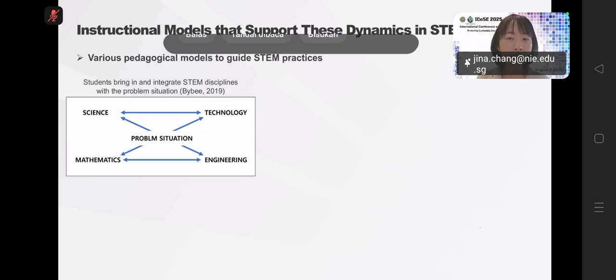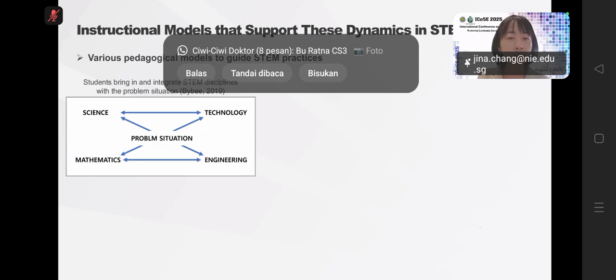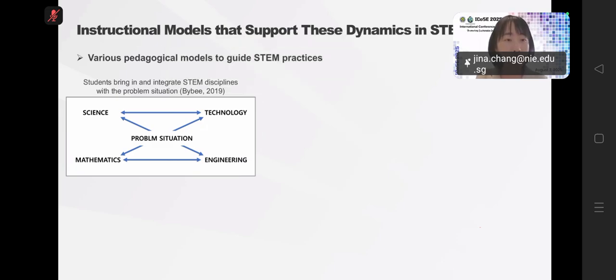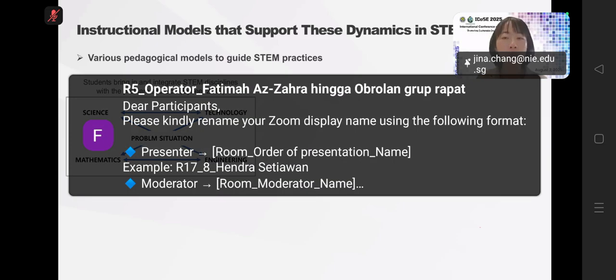Let us see these three representative models. The first model emphasized how students actively draw on and integrate the four different disciplines, such as science, technology, engineering, and mathematics, around the central problem situations. And this model highlights the reciprocal connections among the disciplines as students apply knowledge to solve authentic and real-world problems.